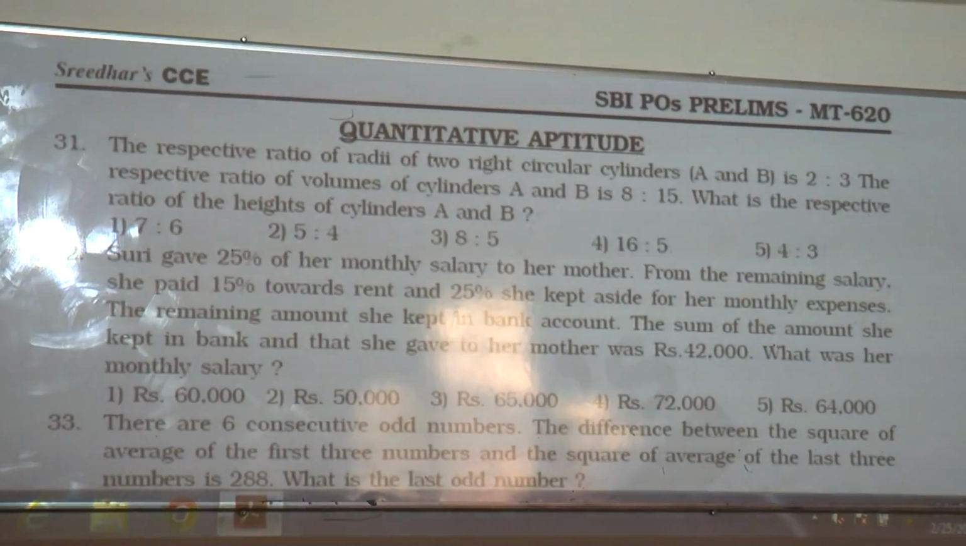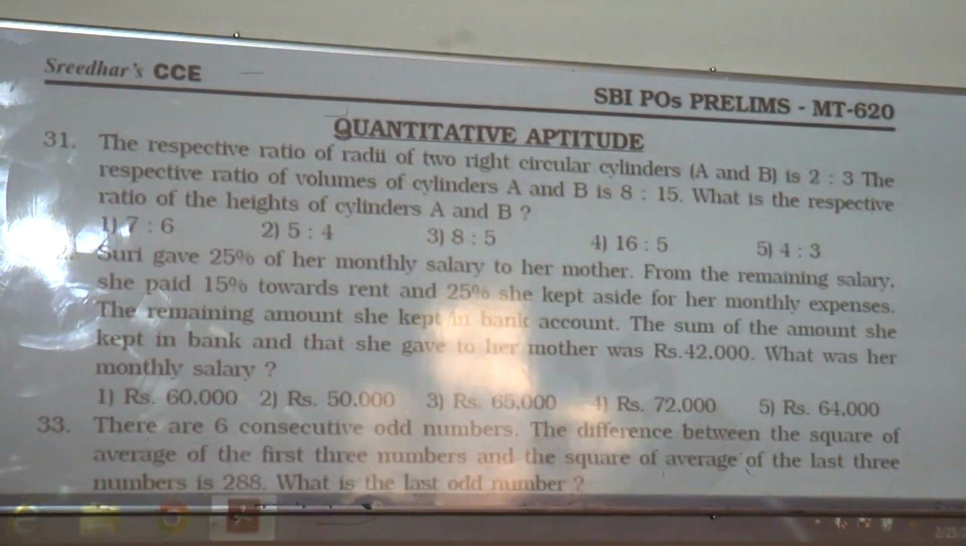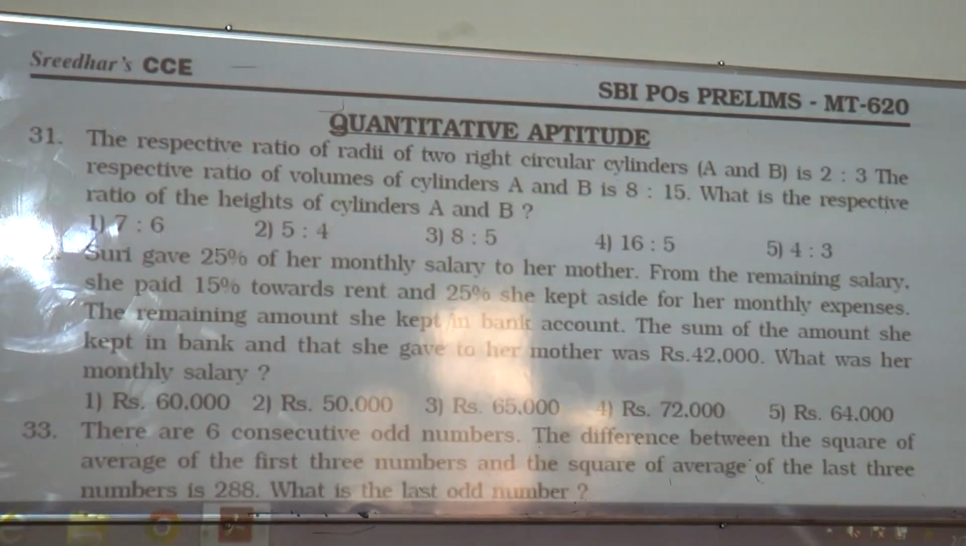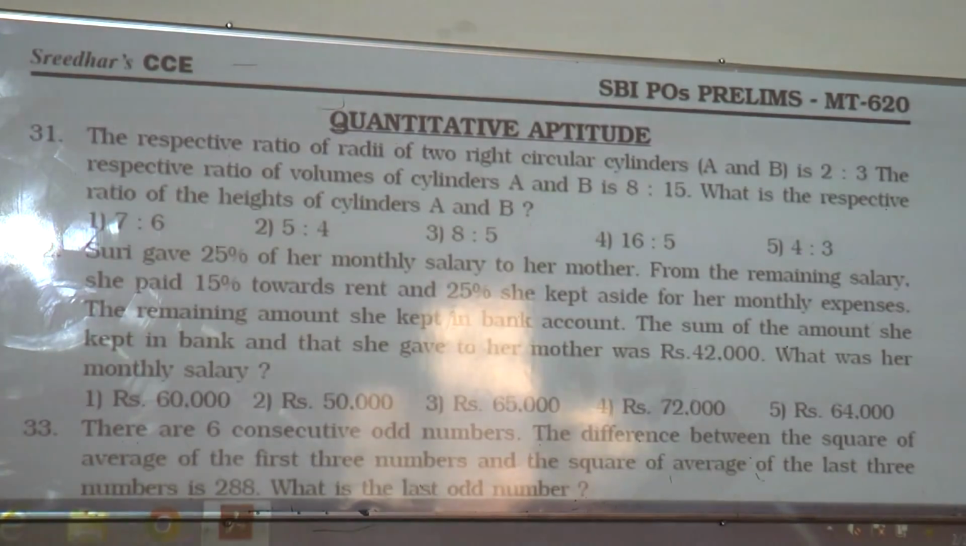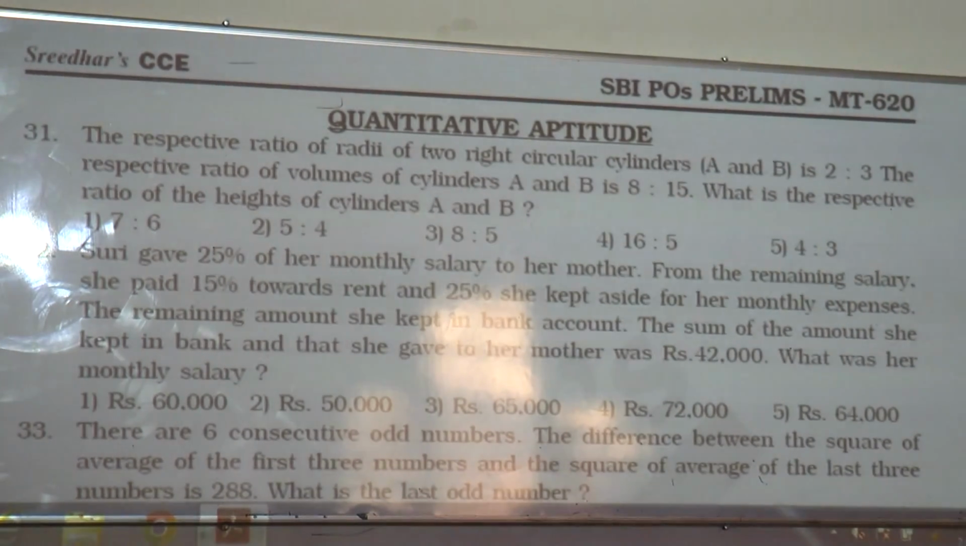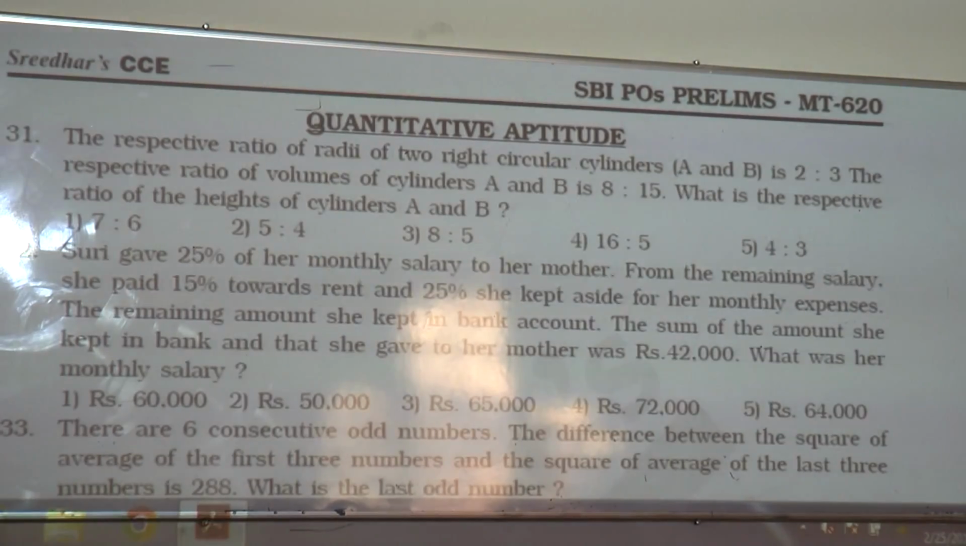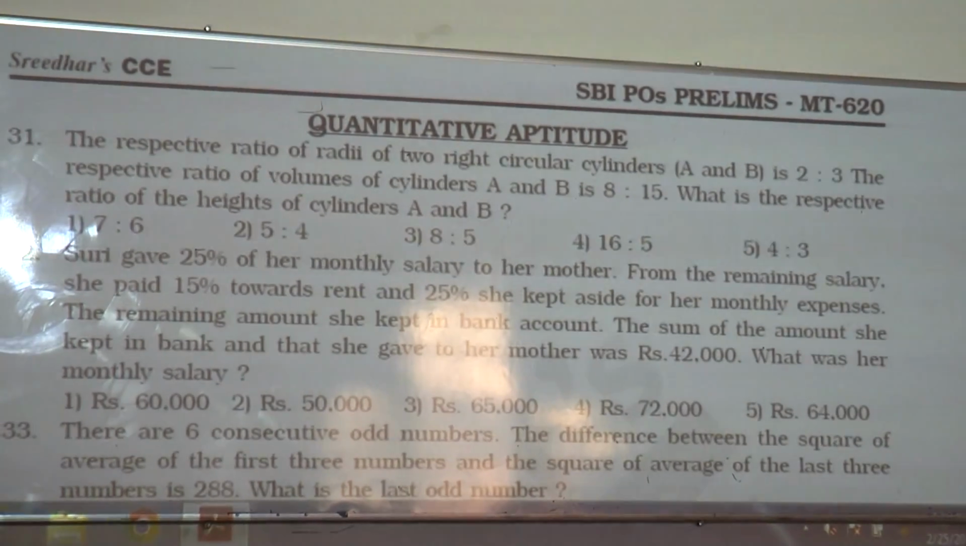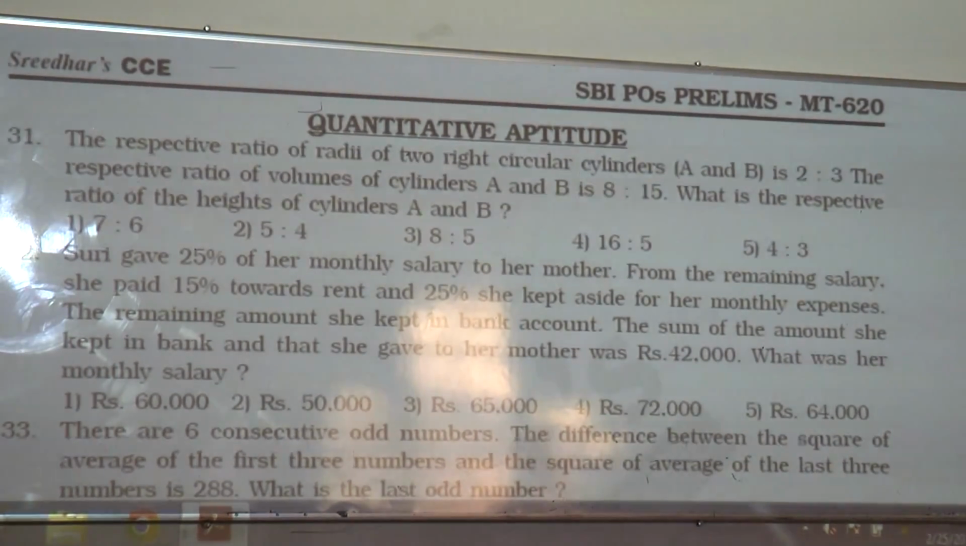The respective ratio of radii of two right circular cylinders A and B is 2:3. The respective ratio of volumes of the cylinders is given as 8:15. What is the respective ratio of the heights? Come on, volume formula.